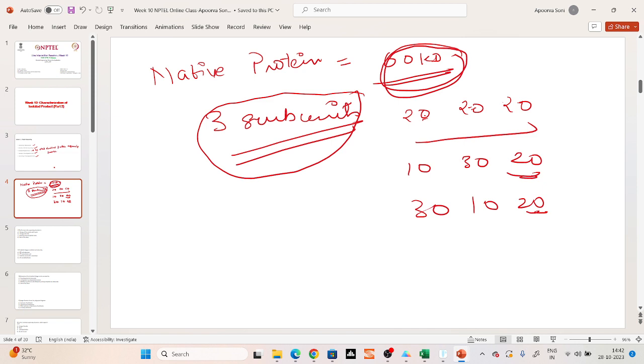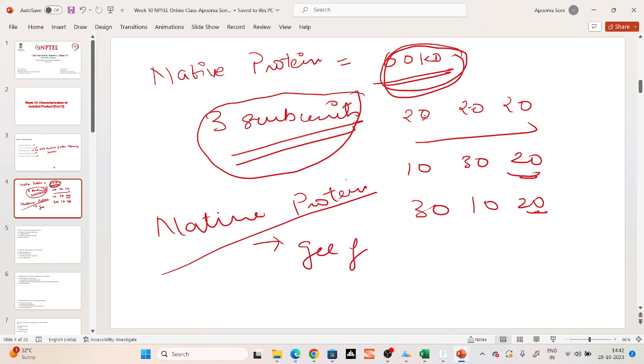native protein. So native protein, if I'm talking about a native protein, then it is a protein which is not broken, or which is not reduced to its subunits. So your native protein weight you can determine with the help of gel filtration chromatography.